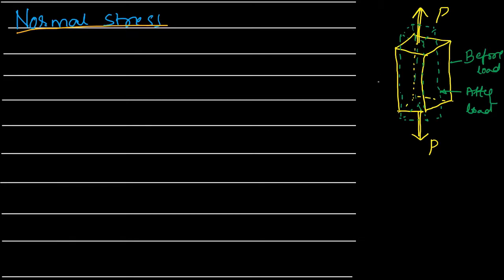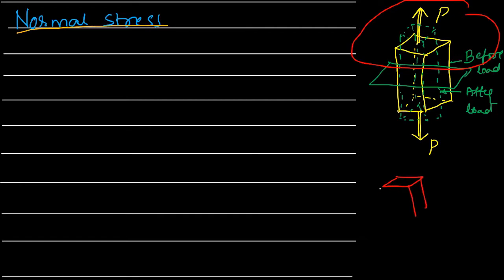Now for understanding purpose, I will make a section of this body. Now let us consider this top portion. So if you consider the top portion, P. Now as you are applying the external load to this element, it is going to create a resistance force inside it.